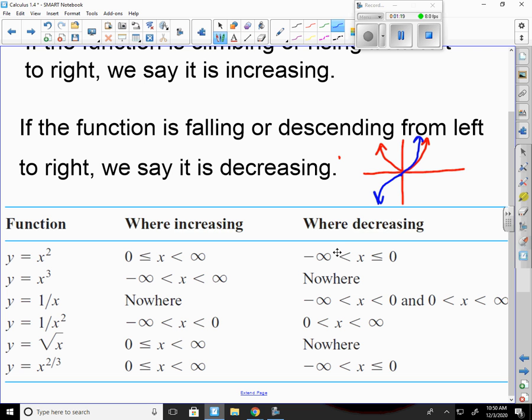Same thing with 1 over x. If I look at that one, and for a lot of these, you're going to be able to look at the graph and see it. That's why I don't make you write the table down. Because if you're concerned about where it's increasing and decreasing, just graph it and you'll be able to see. 1 over x comes down like this and never comes back up. So the entire time, if we're looking from left to right, it's going down. So that's never increasing. And it is always decreasing except when we're at 0. And that's simply because we can't divide by 0.